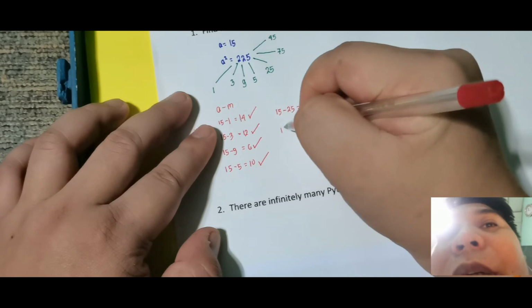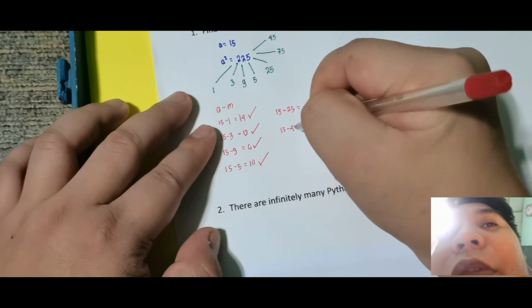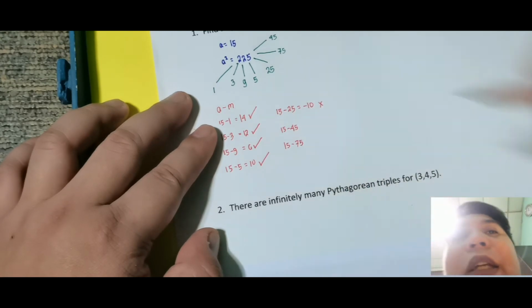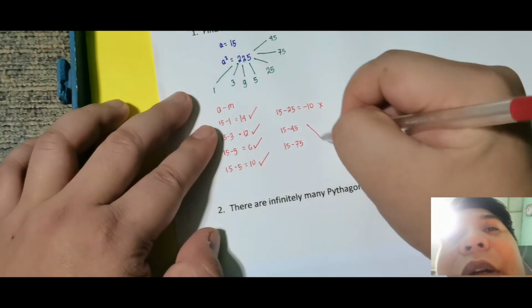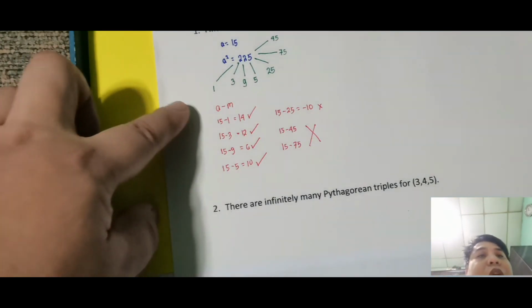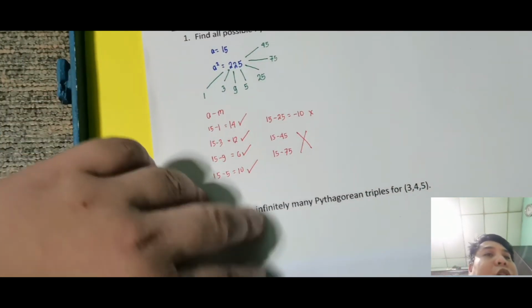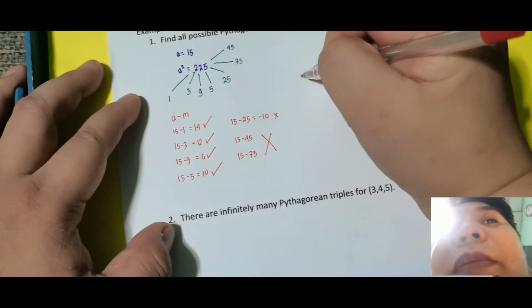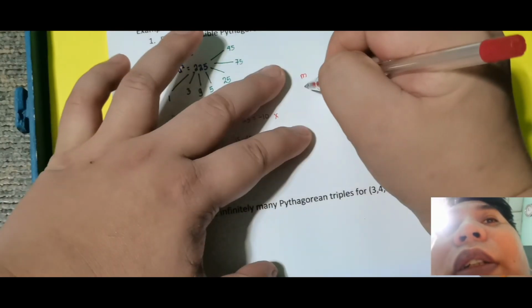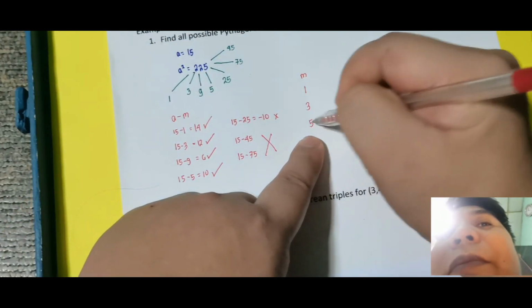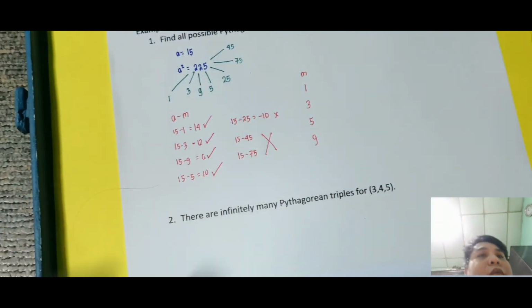Obviously, kay 15 minus 45, ganun din. Sa 15 minus 75, kasi negative na yan eh. Okay, X na rin sa dalawang to. Okay, so saan tayo nag-check? Nag-check tayo kay 1, 3, 9, and 5. So, i-rate na natin dito yan. So, ito yung M: una si 1, 3, 5, tapos 9.